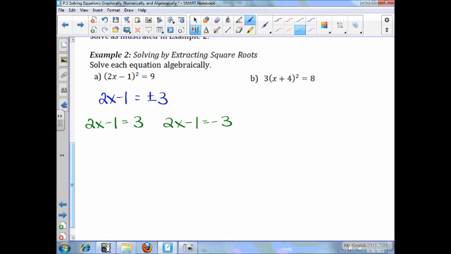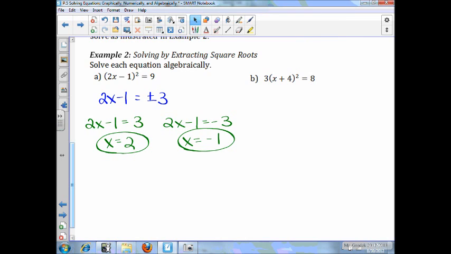So when you solve this, we're going to add 1, and then divide by 2. So we'll have 2x equals 4, x will equal 2. And here we're going to add 1. So we have 2x equals negative 2. Negative 2 divided by 2 is negative 1. So here are our answers. Simple enough.